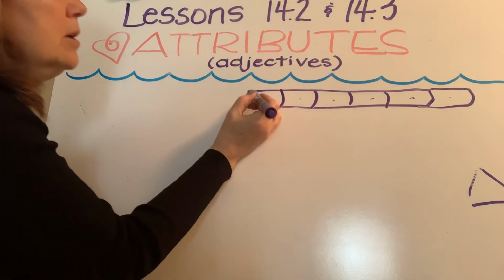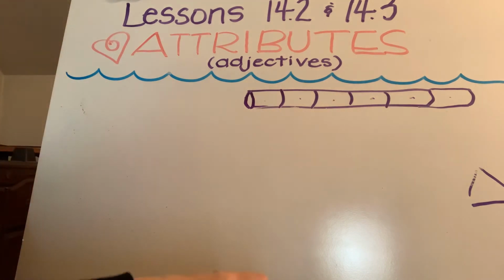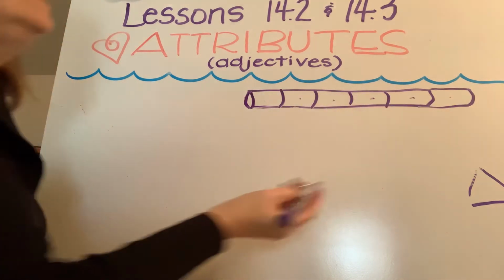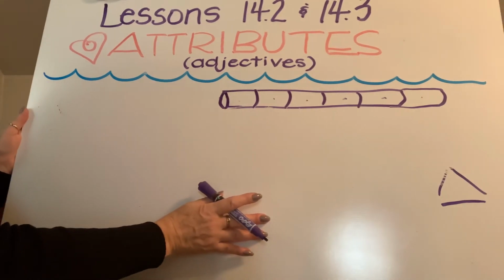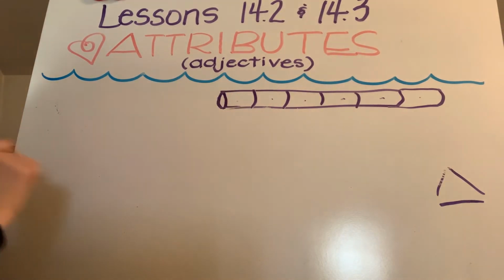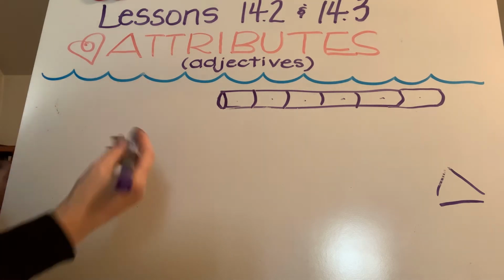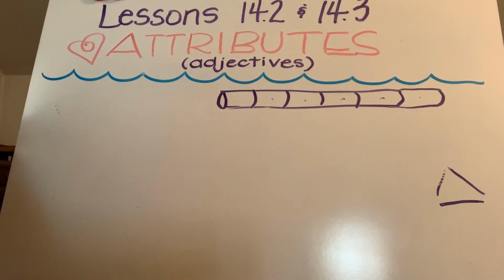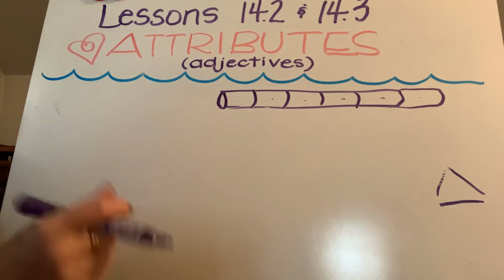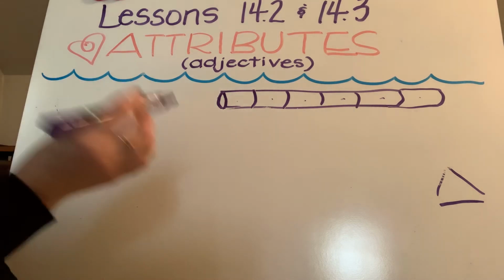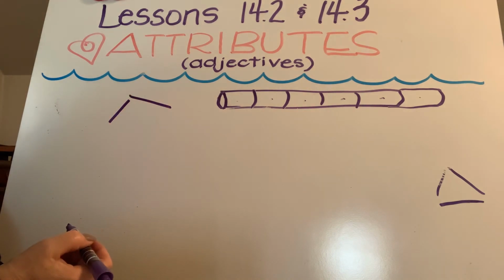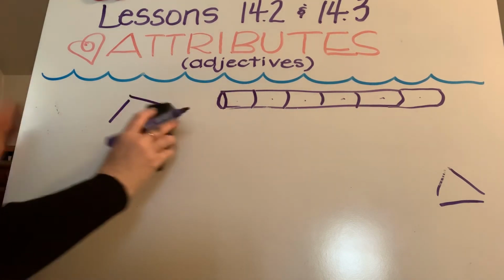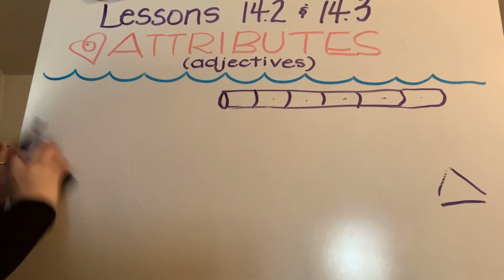All right, I'm going to draw my straw back in there. 1, 2, 3, 4, 5, 6. So if I use all 6, I'm going to get a hexagon. Can I use 1 and make a shape? No. 1 line is just a line. It doesn't make a shape. What if I use 2 straw pieces? Does that make a shape? No. Can't make a shape out of 2 straight sides.